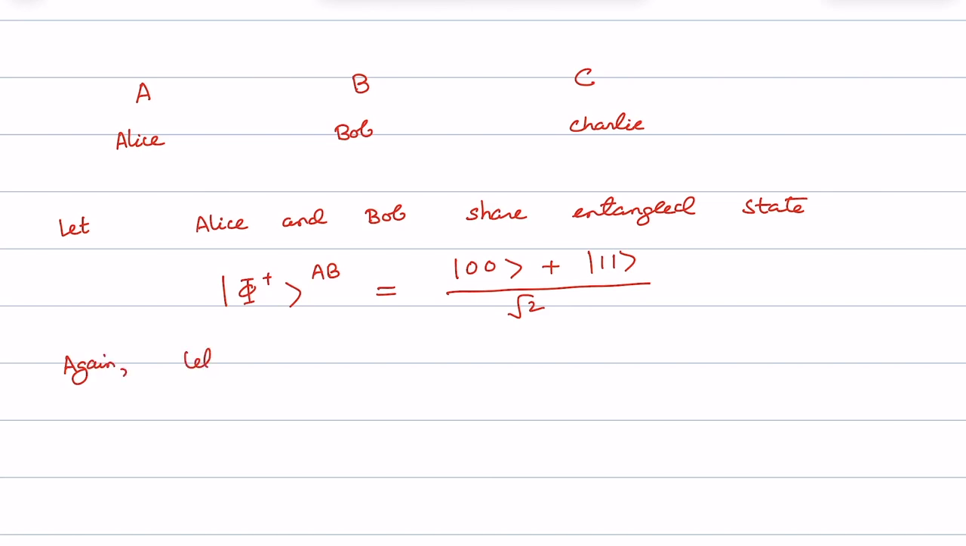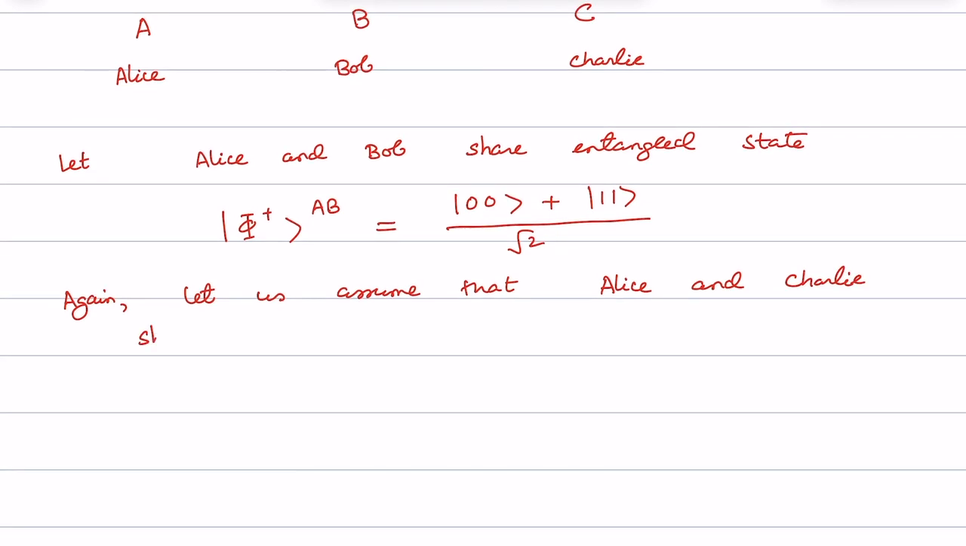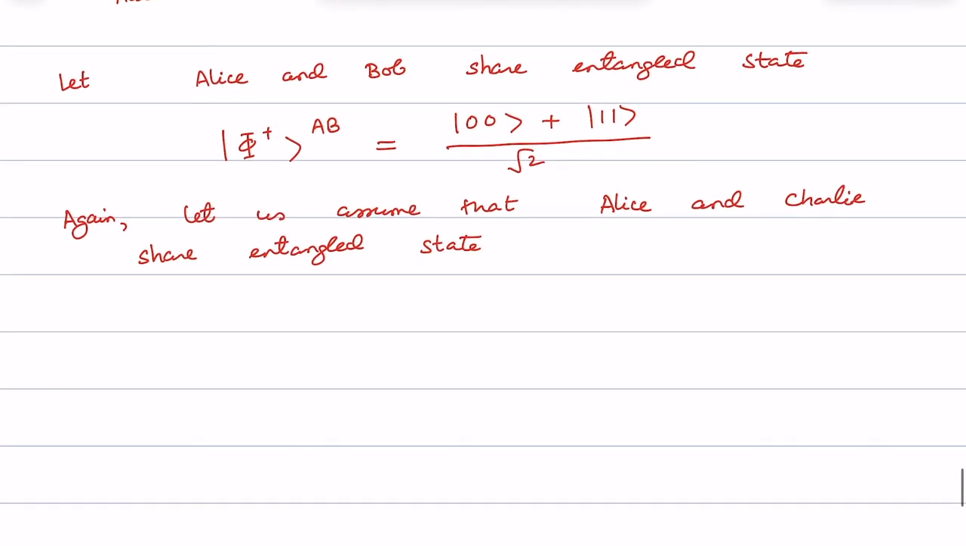Again, let us assume that Alice and Charlie share an entangled state, say phi plus. Now this is shared by Alice and Charlie, that is (|00> + |11>)/root 2.